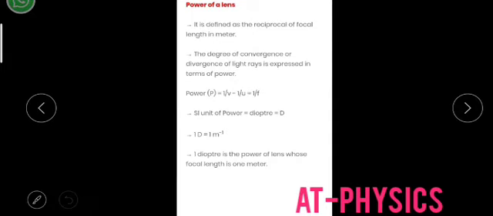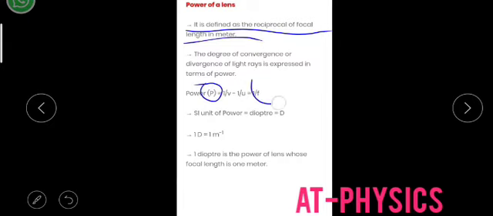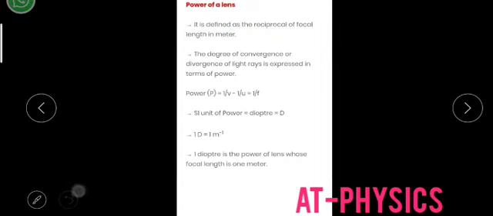So next one is the power of a lens. Very important question, and this question is asked every time in board exams. So what is it? It is defined as the reciprocal of focal length in meters. What is power? Power is the reciprocal of focal length, 1 upon f. So P is equal to 1 upon f. So power is the reciprocal of focal length in meters. The meter is a very important thing to remember.